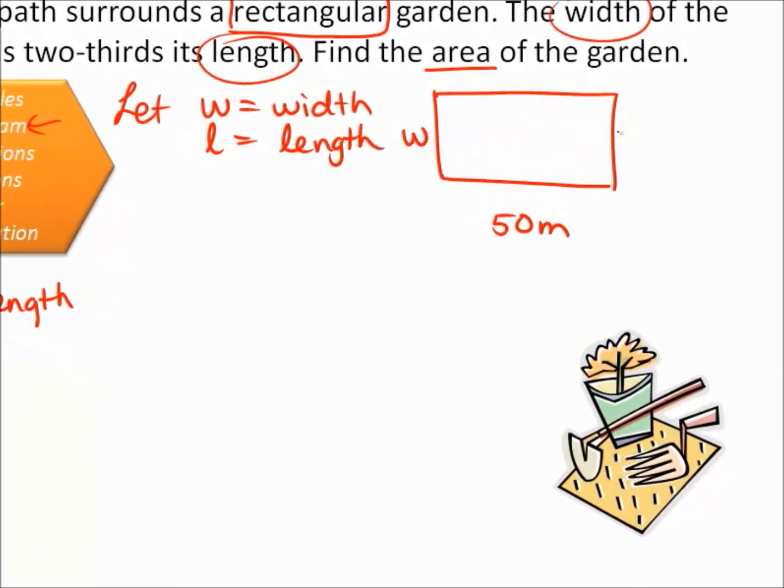So then you have W and L. Altogether, the total perimeter could be represented as twice the length and twice the width, giving us 50. So that comes from our first sentence.